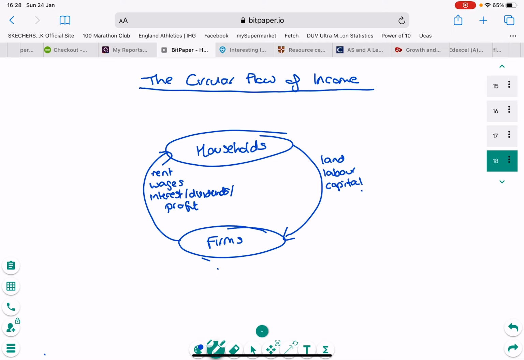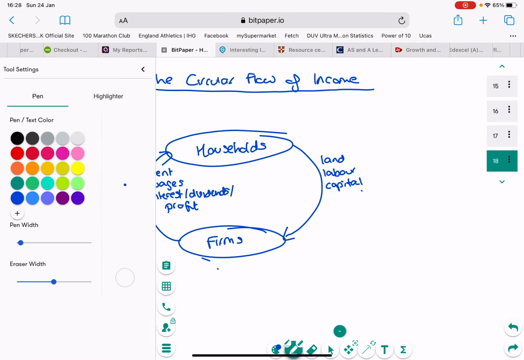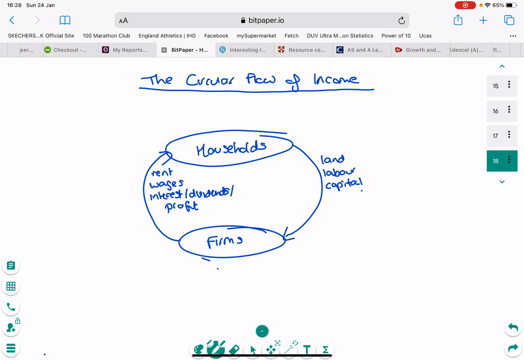So households are supplying these factors of production to firms. Firms are paying households money in those different forms for what households are supplying. Then households are going to spend that money on the goods that firms produce. So we're going to have households spending on goods and services. So that's the flow of money from households to firms.